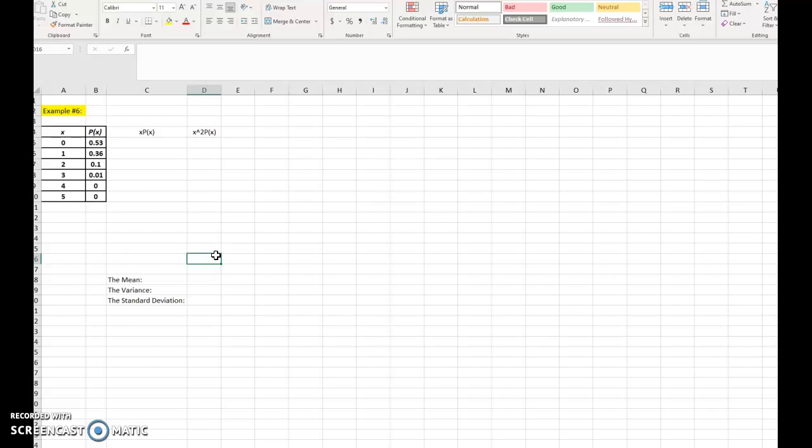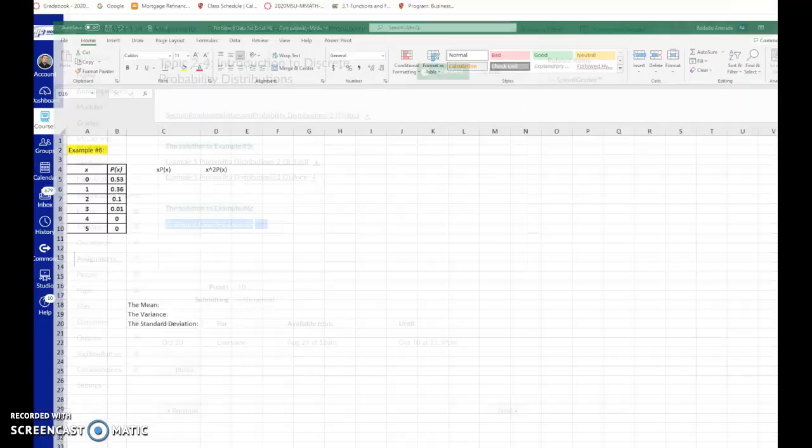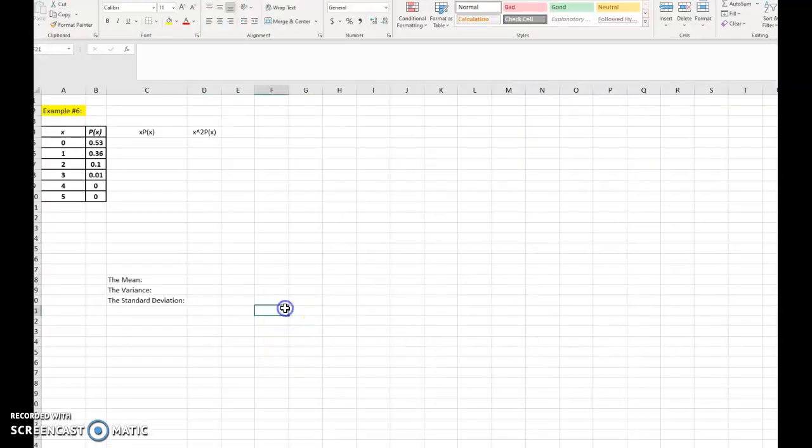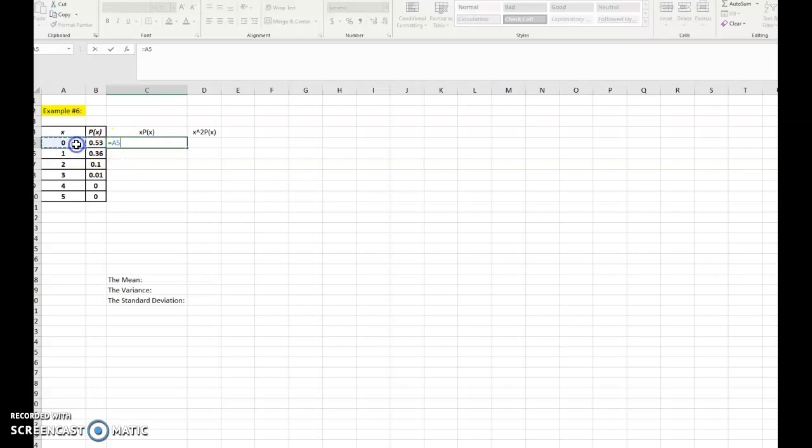save the commands. Now, the formulas that we're going to be evaluating are actually on the handout, and I actually have them here. So the first one is the mean, and this is going to be the sum of the x's times p of x. So on the handout, you want to select this cell here and hit equals, and we want to multiply this value times the probabilities. Now, we want to make sure that the formula is saved. So once you verify that these two cells are being multiplied, all you have to do is drag it.